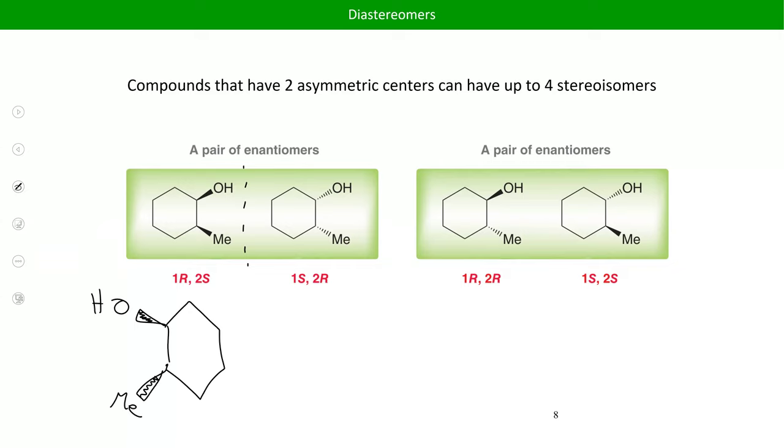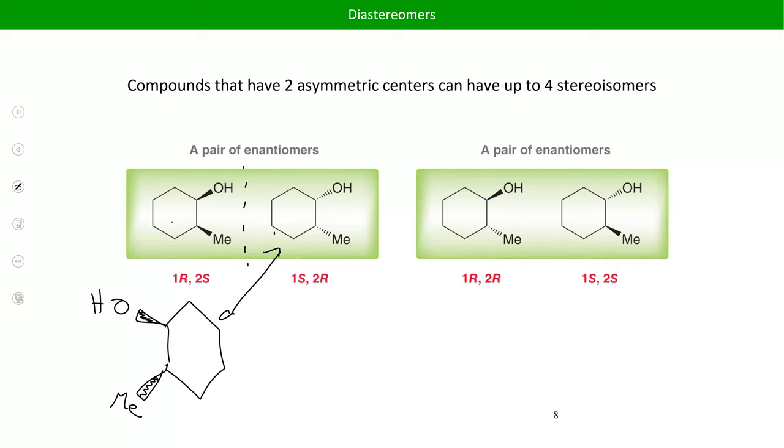We all agree that's the mirror image of this one. You take that and flip it to put the OH in the same general spot with the stereocenters in the same space on the paper. We wind up with the OH going down and the methyl going down. So these two are the same molecule. Okay, but that is the mirror image, which is the enantiomer of this one.